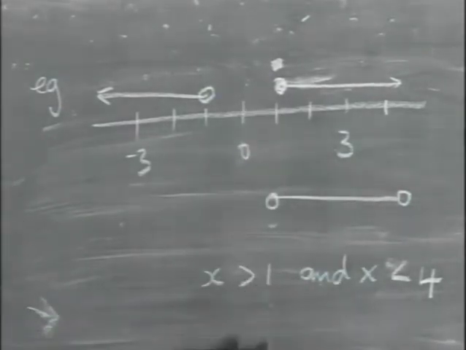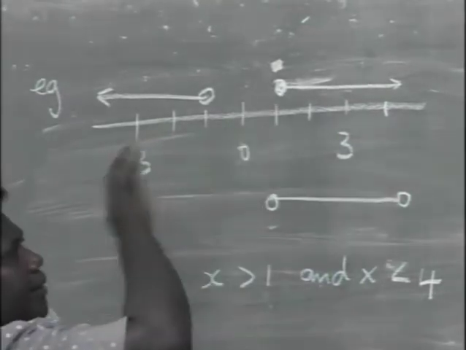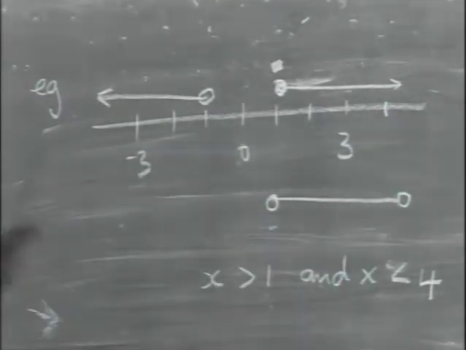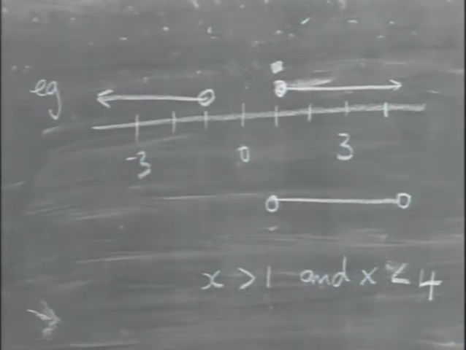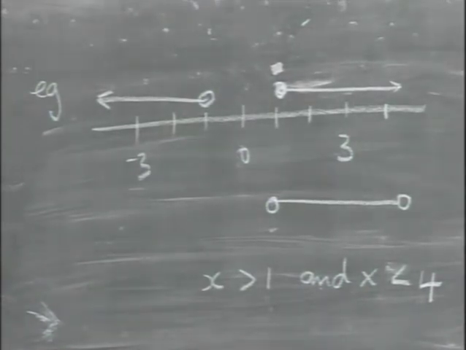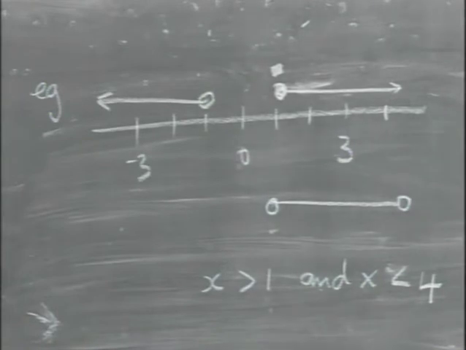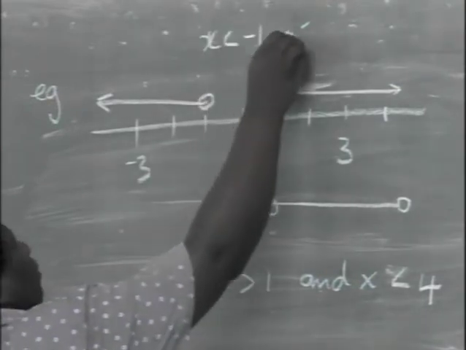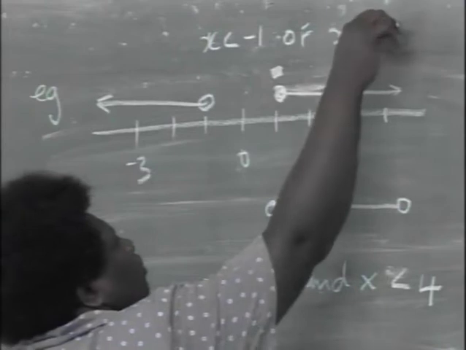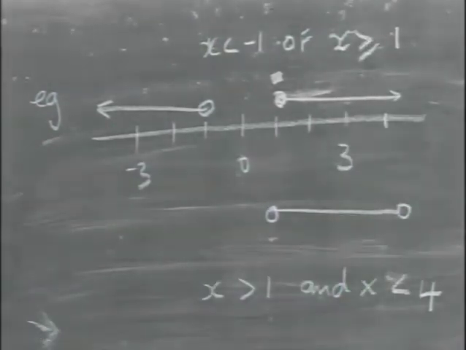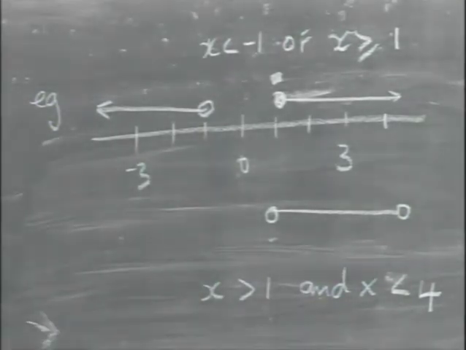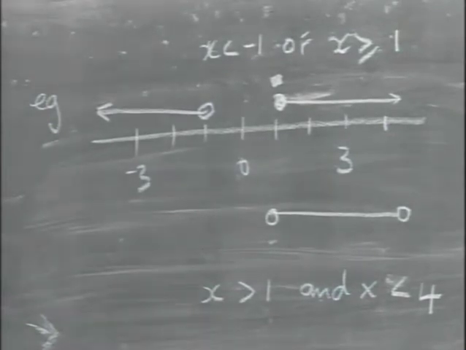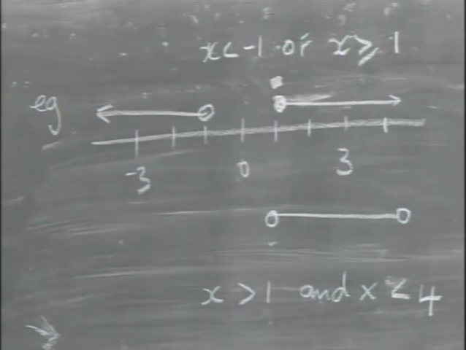But this one, it can't be and. It has to be or. X is either greater than or equal to 1 or less than negative 1. So change the word and in your exercise book to or and make sure you know the difference. So this one is supposed to be x is less than negative 1 or x is greater than or equal to 1. And this one, x is greater than 1 and x is less than 4. Is it clear? Okay, then we'll go on to question 2.